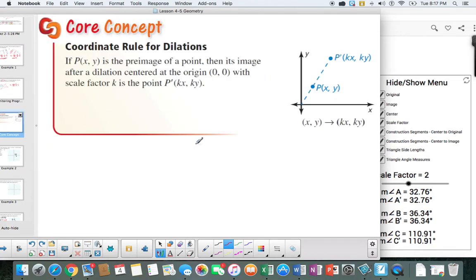Okay, what's the coordinate rule for dilations? Well, here it is right here. Here's the coordinate rule. It's a lot different than the rigid motion rules. Notice this is the first time we're getting to multiply. In the past, we haven't been multiplying.